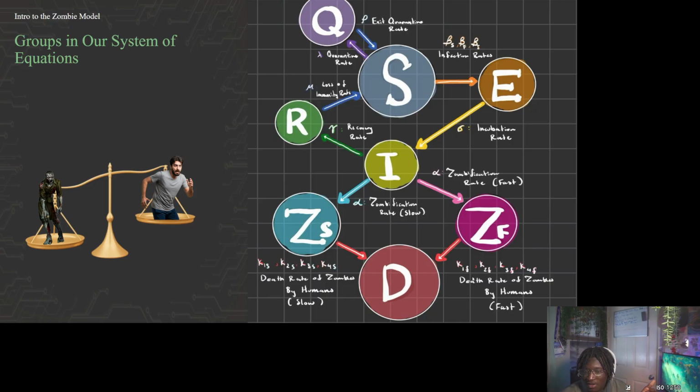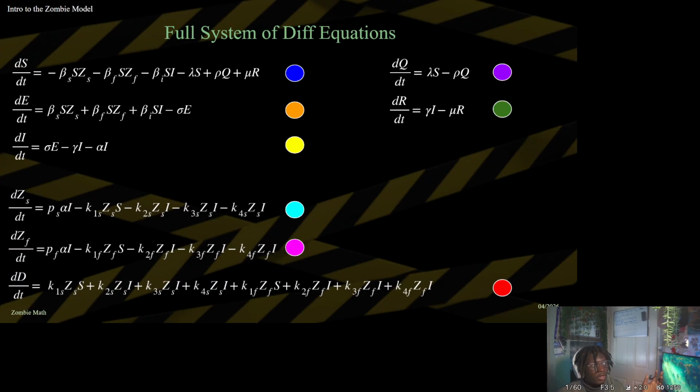Same with the fast zombies. How I like to think of it is the fast zombies are a lot harder to kill than the slow zombies. So the kill rates for the slow zombies have to always be higher than the kill rates for the fast zombies. Hopefully that makes some sense. But whenever they're killed, they enter the dead group, which is just all the dead zombies. This does not include dead humans. We assume there's no birth or death processes. This is just a new group for zombies who are incapacitated completely.